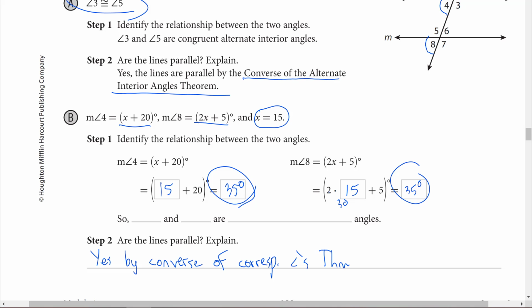All right, that's it. If I were to fill in this "so" sentence, it would say that angle 4 and angle 5 are corresponding angles.